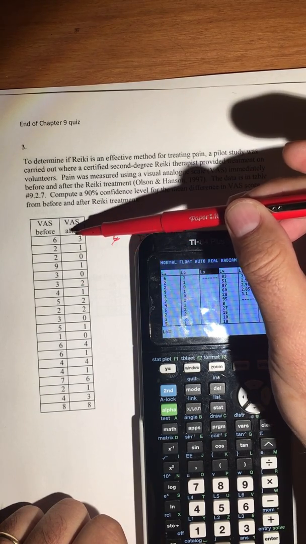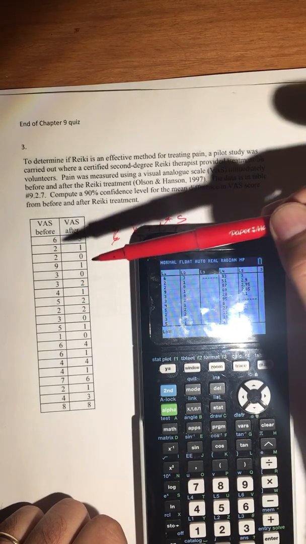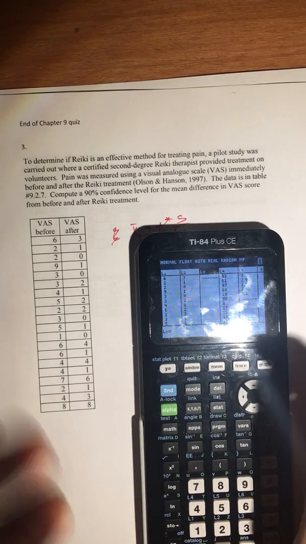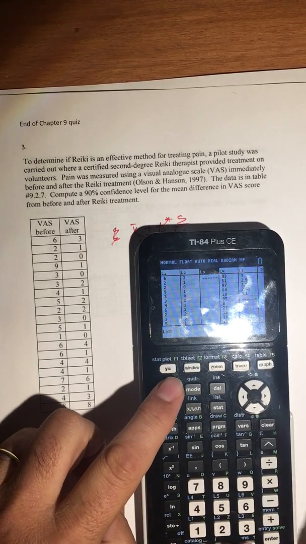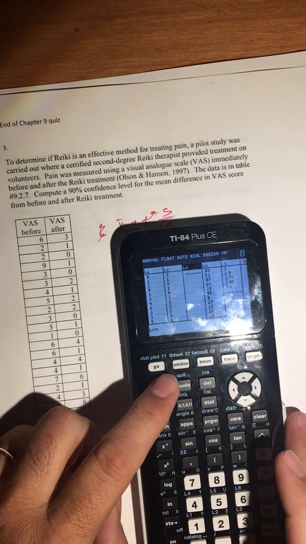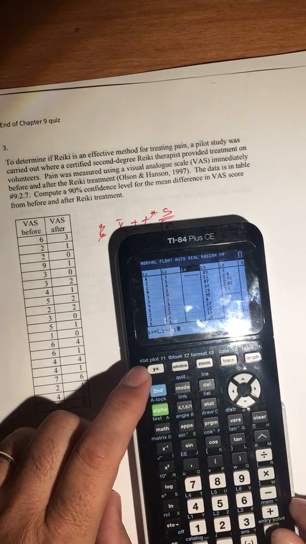So if I'm going to go post minus pre so that a negative shows how much the reduction in the pain was. And you could do it the other way. Just remember which way you subtract the numbers to keep track of what the interpretation of the problem would say. So I'm going to subtract the two scores. So I'm going to go list 2 minus list 1.